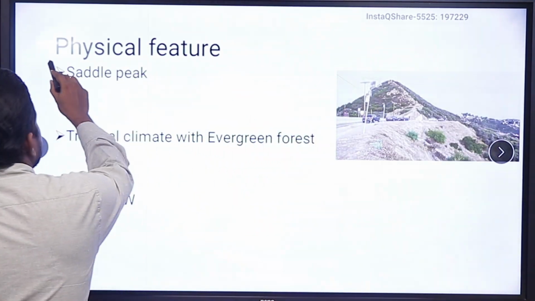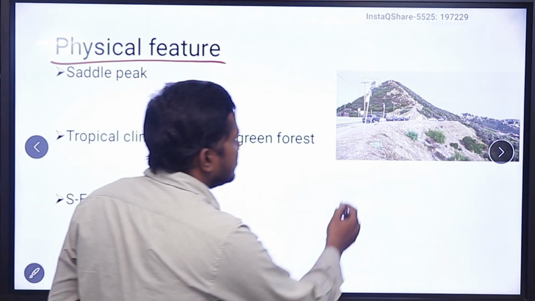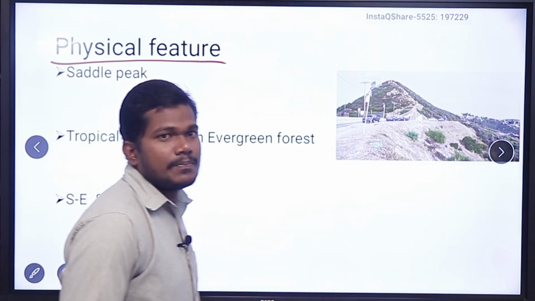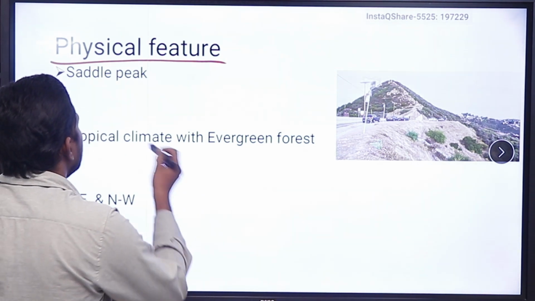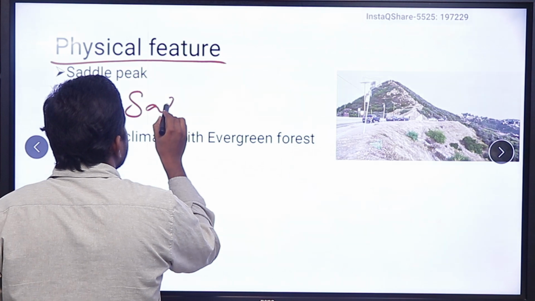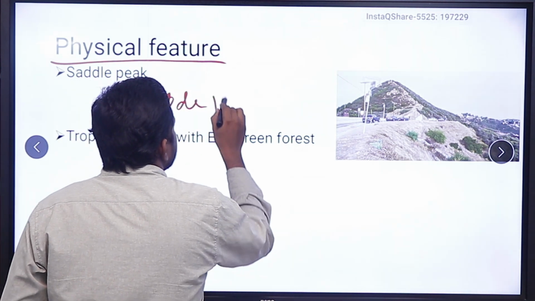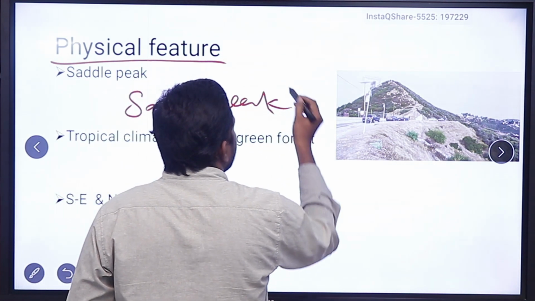So physical features of Andaman. This is the picture of Saddle Peak. Saddle Peak is the highest peak in whole Andaman and Nicobar Island, which is surrounded by Saddle Peak National Park, in Diglipur.